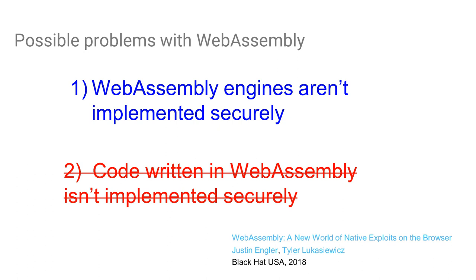So when you think about something like WebAssembly, there are two possible problems that can happen. Number one is that your WebAssembly engine isn't implemented securely. Maybe someone can put malformed WebAssembly into your engine and they can corrupt memory and get code execution. That's one problem. There's another problem, which is that code written in WebAssembly isn't implemented securely. Maybe someone writes a buffer overflow in WebAssembly or cross-site scripting in WebAssembly. So today I'm going to talk about this problem and not that problem.